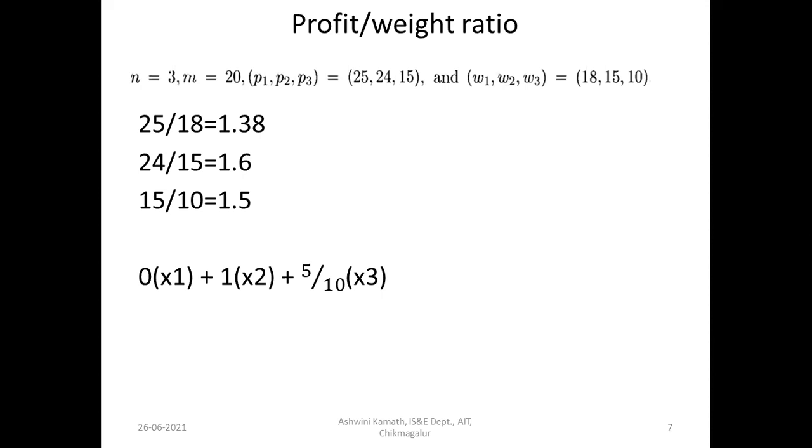Here, if we add the second item completely, then 15 kgs in the knapsack will be filled. Remaining is 5 kgs, right? Because the capacity of the knapsack is 20 kg. So 15 kgs filled, 5 kgs remaining. In 5 kgs, we can add the second highest profit ratio item, which is the third one, with the value 1.5, right?